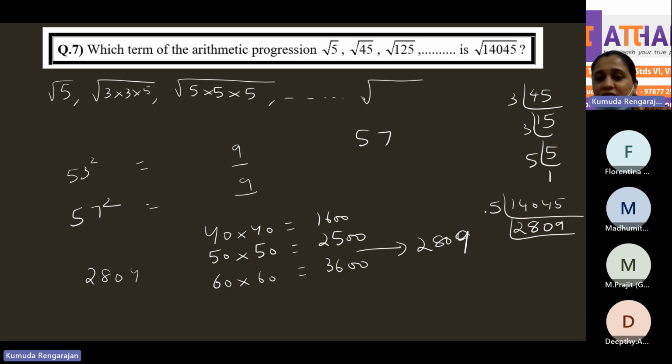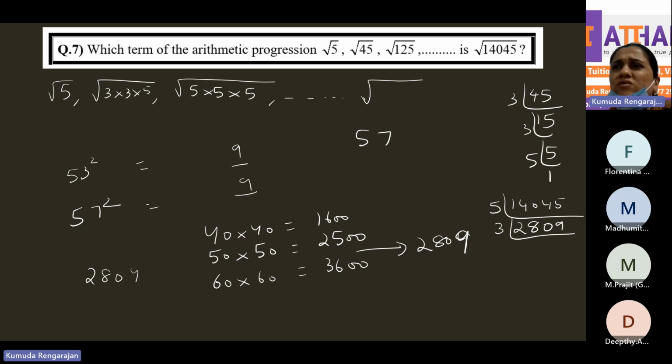So if it is 57, then I should be able to divide this by 3. But I'm not able to, because test of divisibility by 3: 2809, 2 plus 8 is 10, 10 plus 9 is 19. Clearly 2809 is not divisible by 3. Then how can it be 57? It cannot be 57 then. So it has to be 53.